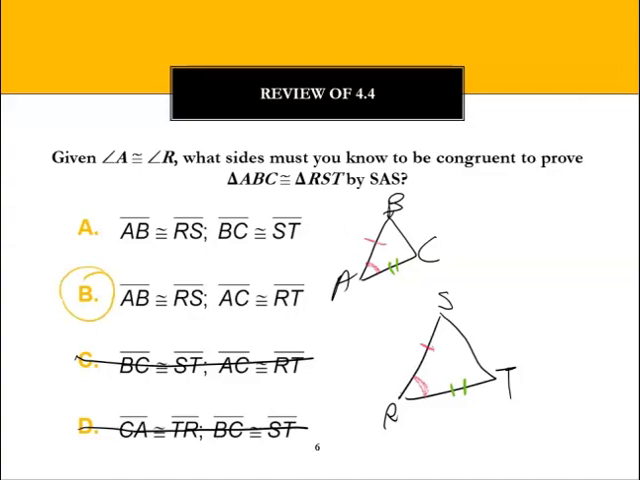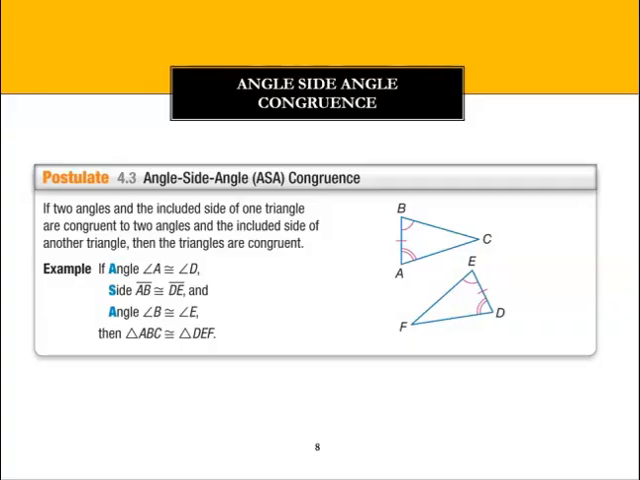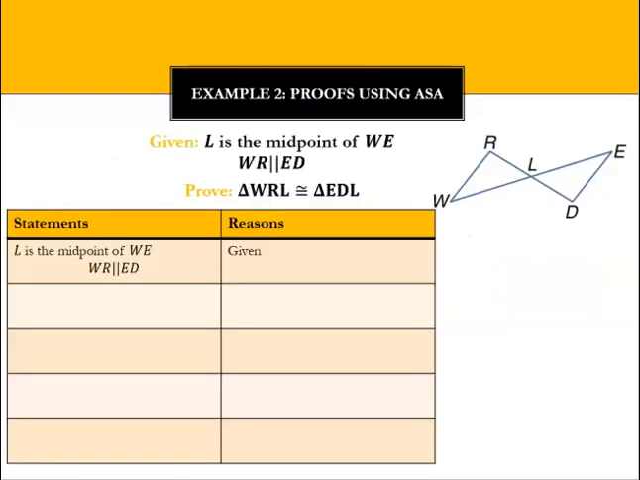All right. So now we have our last two congruence theorems, angle, side, angle, and angle, angle, side. So angle, side, angle is exactly what you think it is. It's very similar to side, angle, side. It's just the things that you need are reversed. So instead of two sides and the angle between them, we have two angles and the side between those. So in this situation, the included side is the same thing as what we had with SAS and the included angle. All right, so let's do a proof with this.